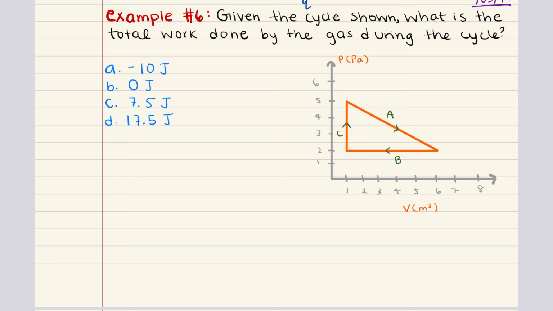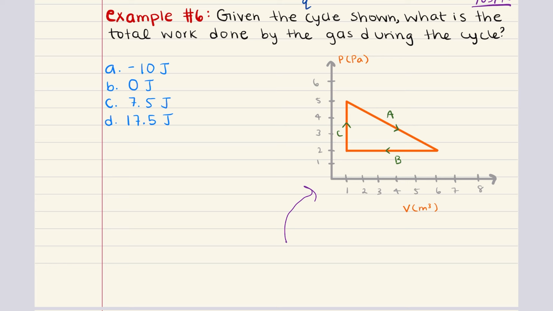And this is because the work done by a gas in a single process is given by the integral of pressure with respect to volume, which geometrically corresponds to the area under the curve. The total work done by the cycle we're given in this pressure volume diagram is going to be the sum of the work for segments A, B, and C, or in other words, the area within the cycle.